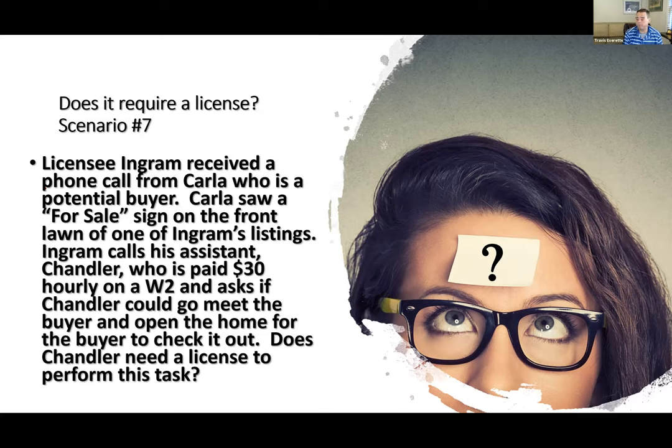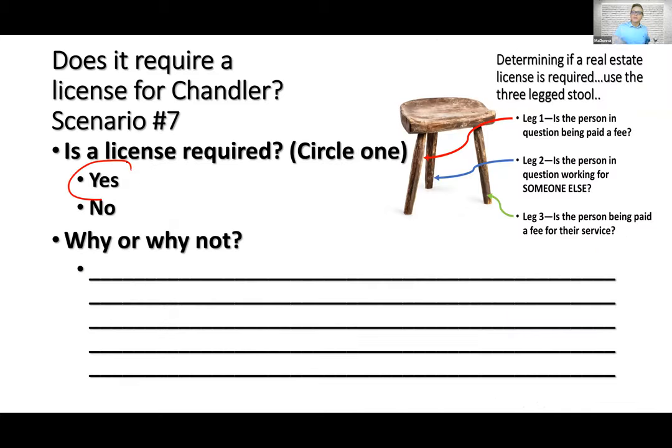Yes. Even though Chandler is a salaried assistant, a salaried assistant who works for a real estate broker cannot open a home for sale for a buyer. It tells you twice. It says for sale, and it uses the word buyer. And that's a no for the salaried assistant of a real estate broker. Is everybody okay on that one? Just because you see a salaried employee or W-2 doesn't automatically mean he's good. You've got to be really careful. That's a catchy one.